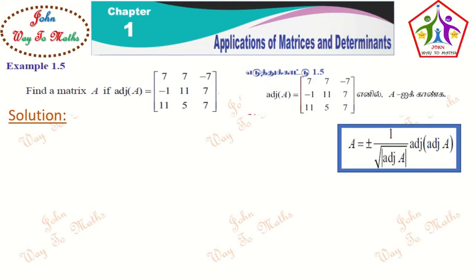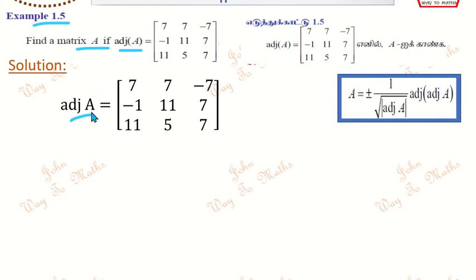Example 1.5. Find the matrix A if the adjoint of A matrix is given. We are going to find the A matrix. So the formula for A is A equals plus or minus 1 divided by the square root of the determinant of adjoint of A, into adjoint of A matrix. First, let's take the adjoint of A matrix.